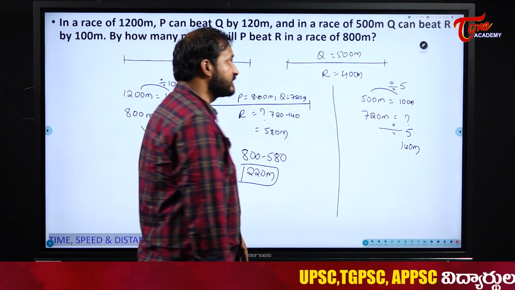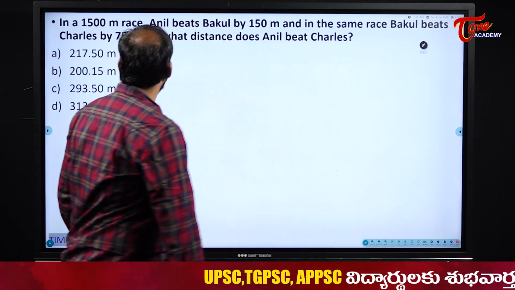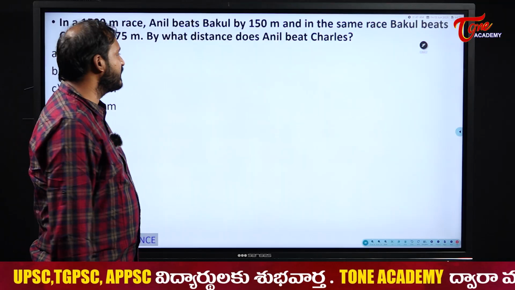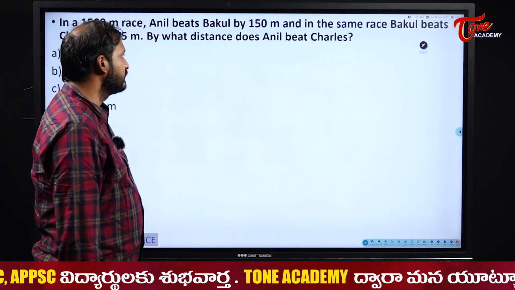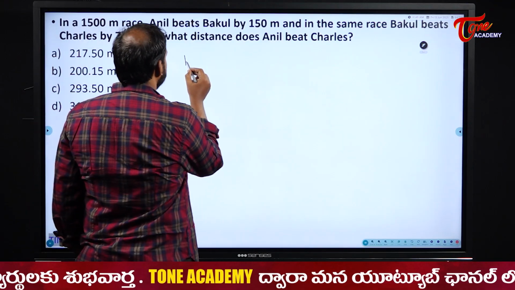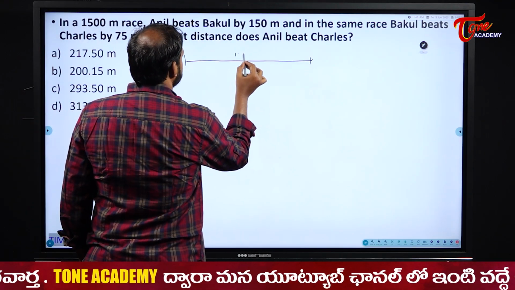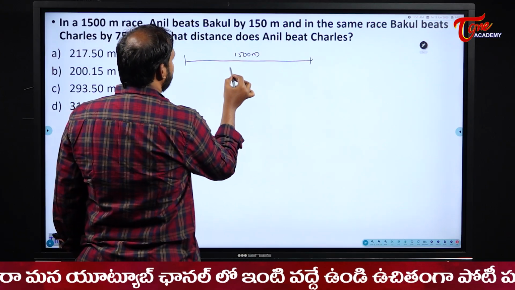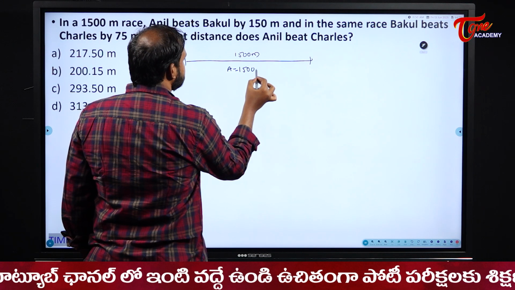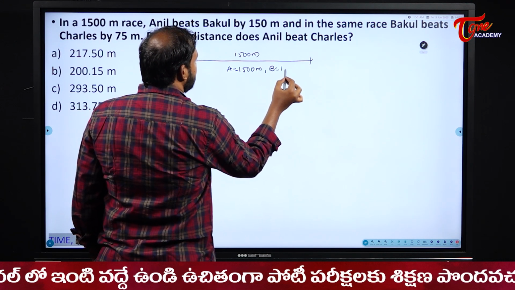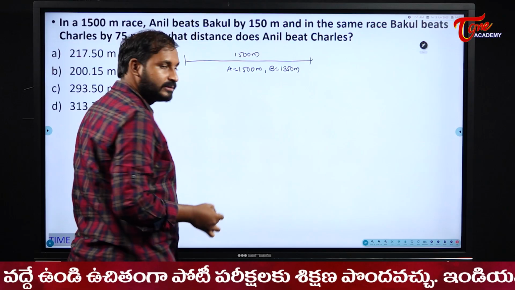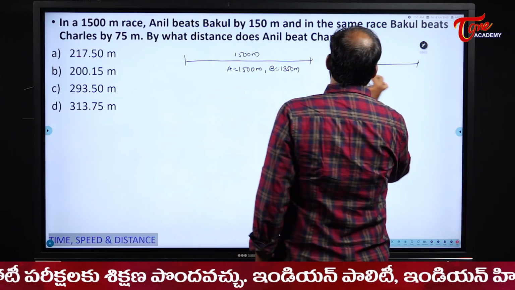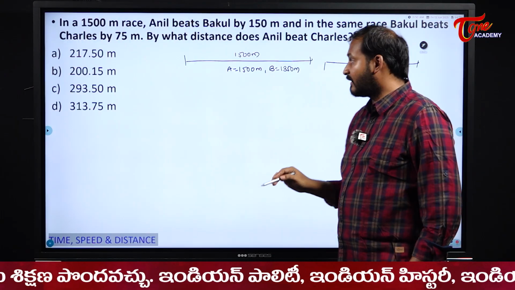Okay. Next one. In a 1500 meter race, Anil beats Bakul by 150 meters and in the same race, Bakul beats Charles by 75 meters. Okay. Now please see here. There is a 1500 meter race. In this, Anil beats Bakul by how much? 150. That means if Anil runs for 1500 meters, Bakul will run for just 1350 meters. Am I correct? Next. Here, in the same race anyway, but I will write it separately to avoid the confusion.